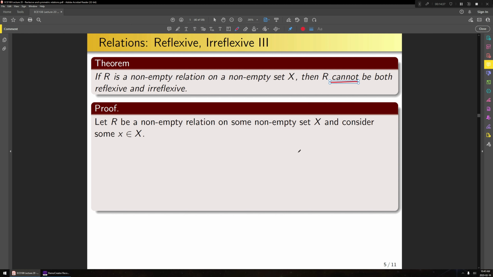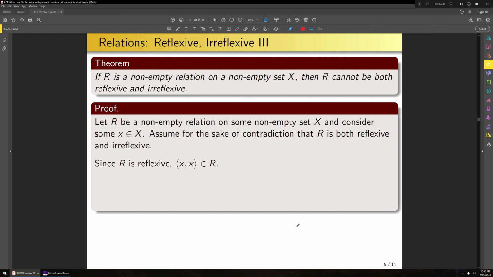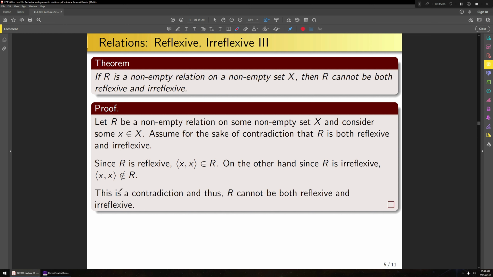So because of that, we're going to do contradiction. So assume for the sake of contradiction that R is both reflexive and irreflexive. Okay, so what does this mean? Well, since R is reflexive, (x, x) is in R. Done. Since R is irreflexive, (x, x) is not in R. These are contradictory statements, right? Something can't be an element of R and not an element of R at the same time. Contradiction, therefore this case can't happen, right?